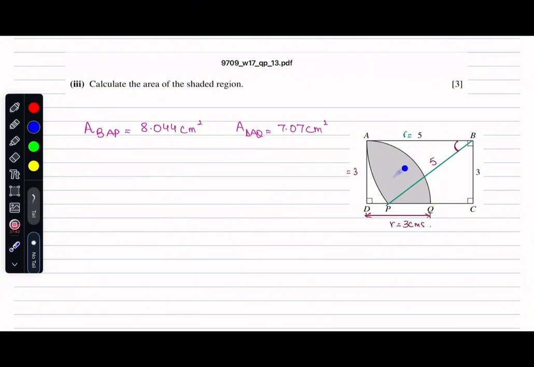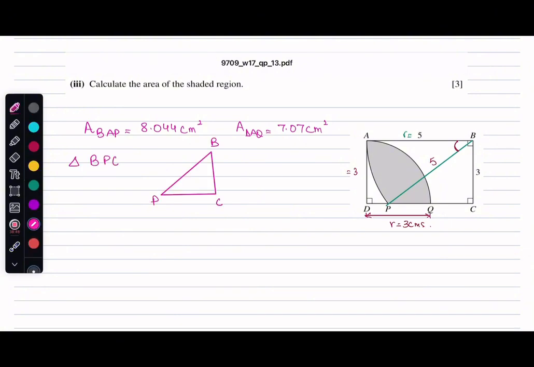When finding this area, we took help of the right angle triangle BPC, whose area we can very easily get. We already have the area of BAP. If from the rectangular area, which is AB times BC, we subtract the area of the sector BAP and the triangle BPC, we will get the area of this unshaded region ADP.